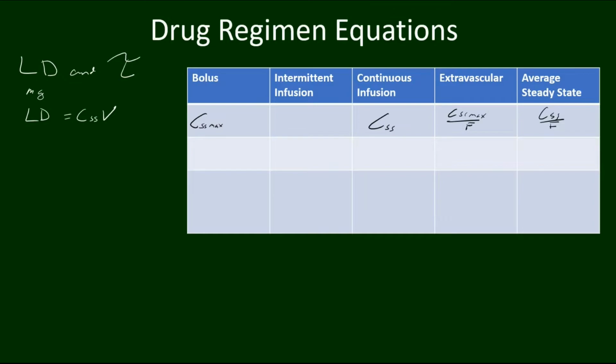Let's take a look at the next loading dose equation. And that's equal to the infusion rate constant over 1 minus e to the negative elimination rate constant times the dosing interval. And which scenario does this apply to? Intermittent infusion. And you could probably surmise that because of the incorporation of the infusion rate constant here in the top.